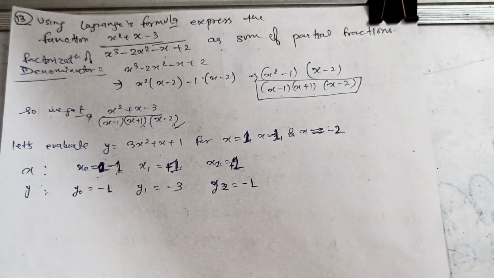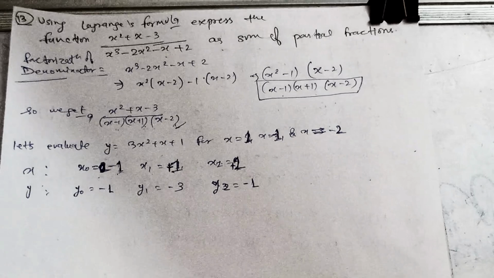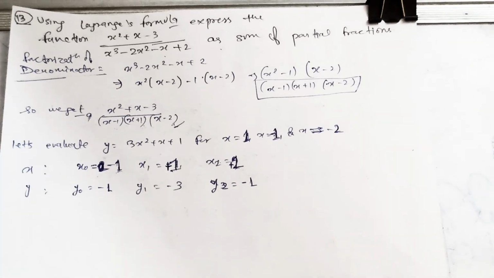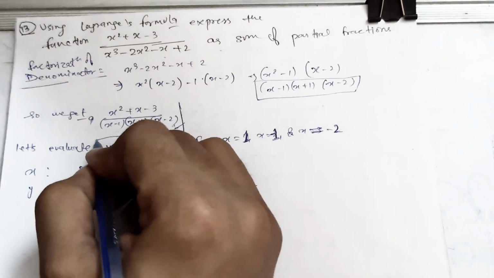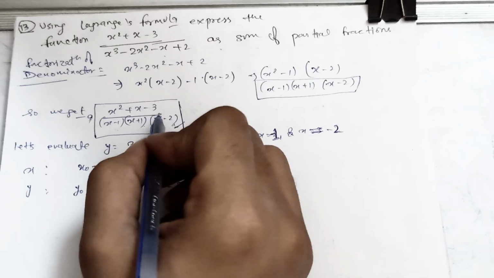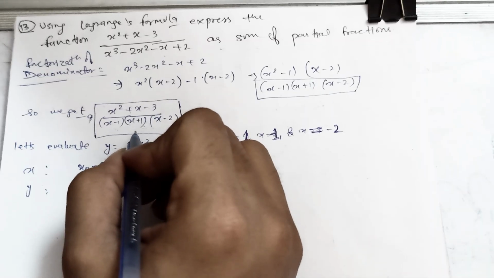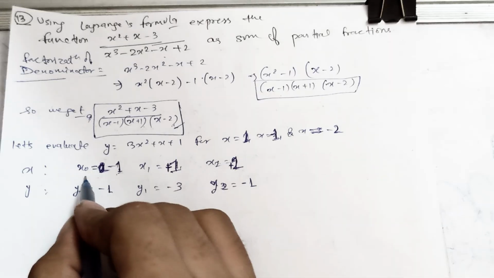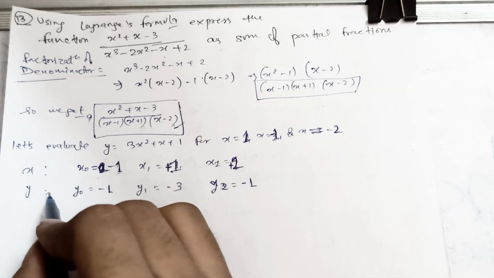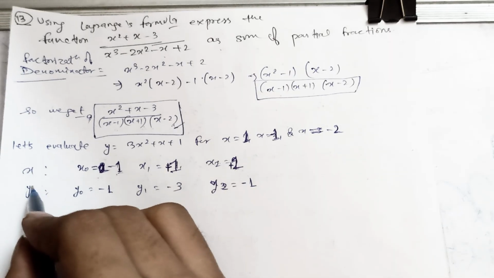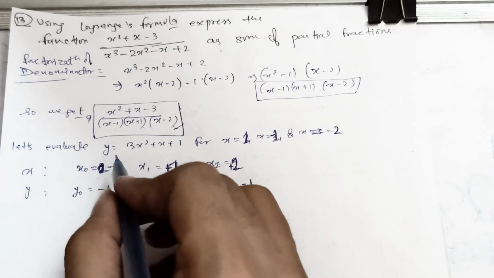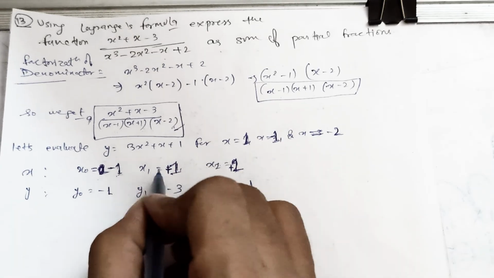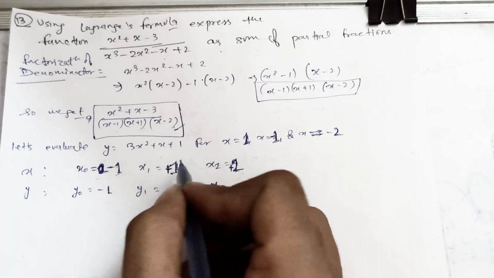After getting this, we are going to put it in the final expression, so we will get (x² + x − 3) divided by (x − 1)(x + 1)(x − 2). Now we will put this in x, arranging it in table form. For x and y, x naught is −1, x1 is +1 and x2 is +2.